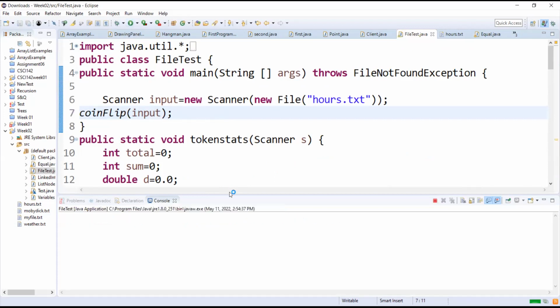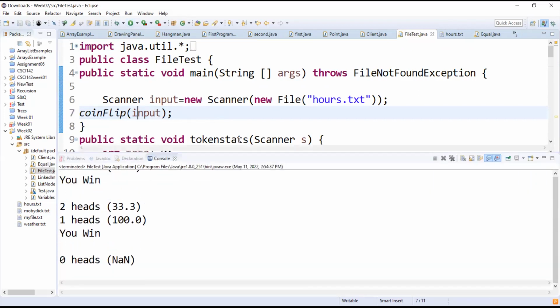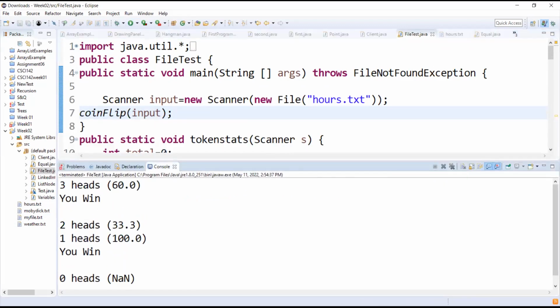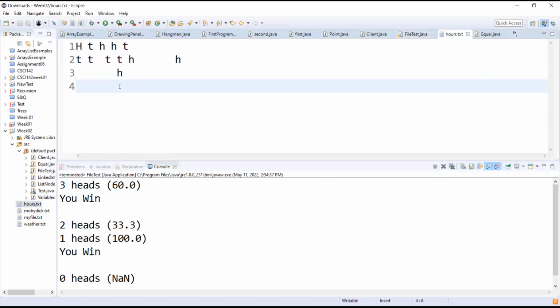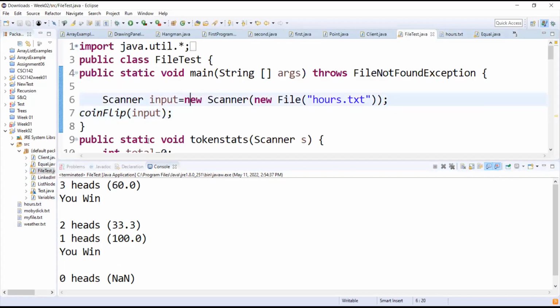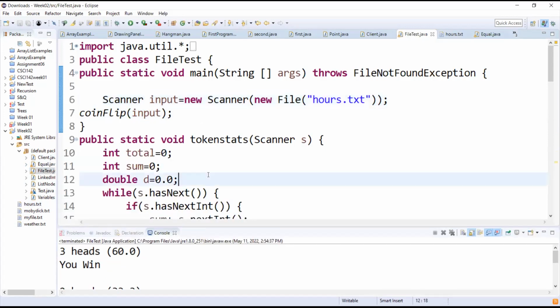Let's run our code. As you can see, it says 3 heads, 60%, you win. 2 heads, 33%, you win. 1 head, 100%, you win. 0 heads: I think I just added an extra space in our file when I was doing an enter. Just like this one, it's counting 0 heads and giving us another kind of situation, but that was an extra space. So our code runs perfectly fine.